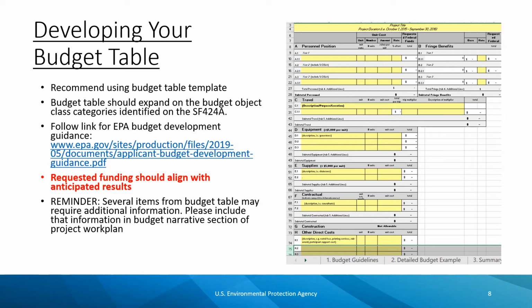This means an applicant should not request the maximum amount just because it is available. As we said on the previous slide, there are several categories in the budget table that you should include more detailed information for so they can be evaluated as necessary for the project. Please be sure to include that information in the budget narrative section of the project work plan, or this section may be reviewed less favorably when scored.